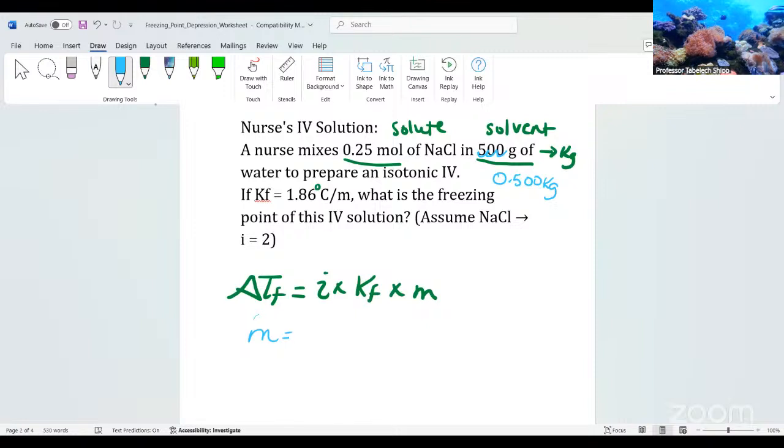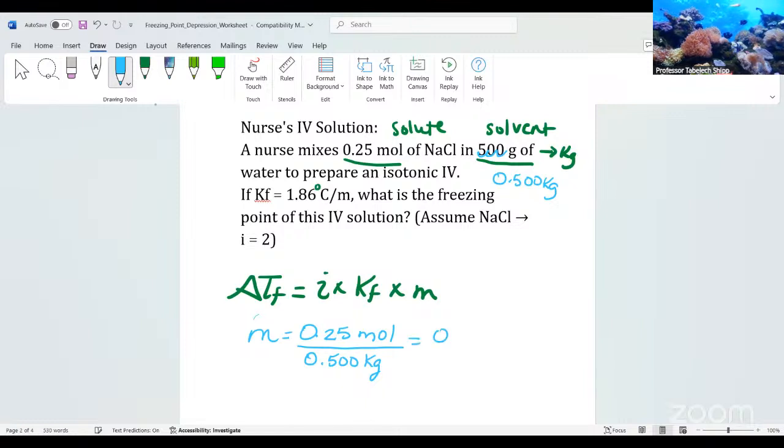So remember, it's the moles, which in this case is 0.25 moles, divided by your kilograms, which is 0.500 of your solvent. So we're going to plug those numbers in right there. We've got 0.25 divided by 0.500, and we end up with 0.50 of that little funny-shaped m, okay?